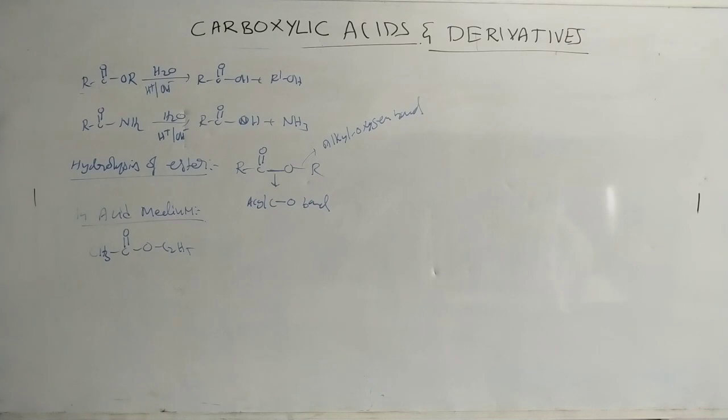So esters are less reactive. So what is the role of using acid in this hydrolysis process? Generally that acid H plus attacks on the oxygen. So that increases the magnitude of the positive charge on the carbon. So it is readily attacked by the nucleophile.